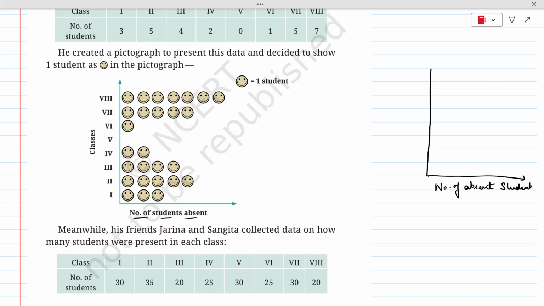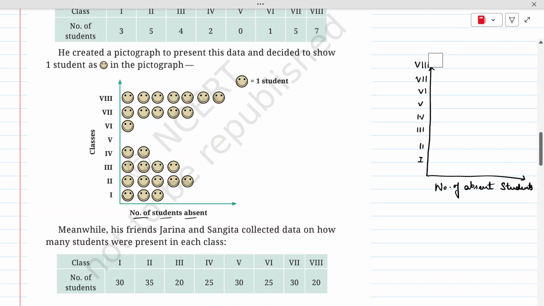And on the y-axis, kids, we know this is the x-axis and this is the y-axis. So on this y-axis, he is taking class first, second, third, fourth, fifth, sixth, seventh, and eighth. I have to extend this. Wait.